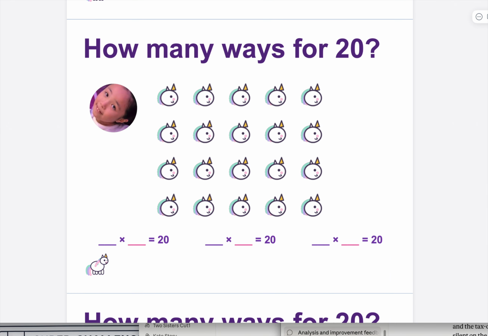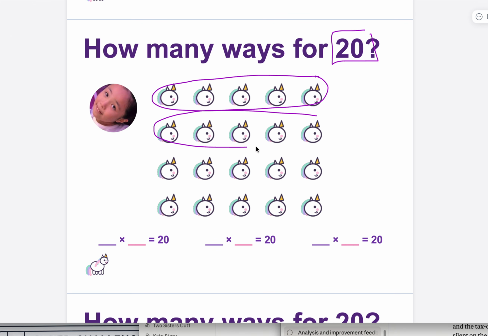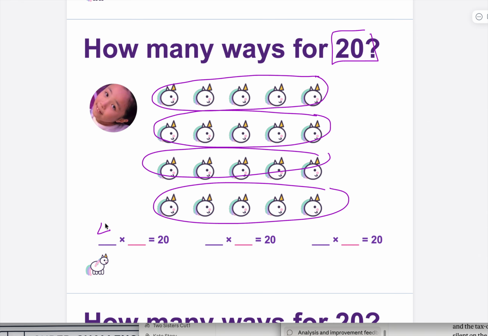Daddy's going to make this quicker with another example right over here. Let's show it for 20 unicorns. Let's show it 3 different ways. Okay. First of all, we do the groups. This is 1 group of unicorns, 2 groups, 3 groups, 4 groups of unicorns. So that's 4 groups of unicorns. How many unicorns are in each group? Well, there's 1, 2, 3, 4, 5. So that's 5 unicorns in each group. We know that there's 20 unicorns in total, so 4 times 5 is 20. That is our first way to show 20 unicorns.